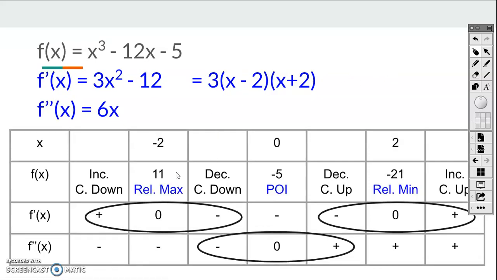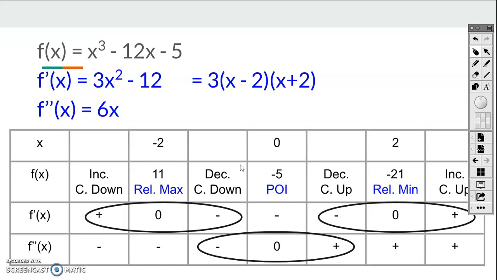Here we go. So the first derivative changed from positive to negative here, which means that's a local or relative max. The relative max would be 11. The second derivative changes from negative to positive, so that's a point of inflection. And then down here we've got the first derivative going from negative to positive, so that would be a relative minimum. So relative max if the first derivative goes positive to negative, relative min if the first derivative goes negative to positive, and then the second derivative will show you where a point of inflection is. Whether you go negative to positive or positive to negative, it would be a point of inflection.